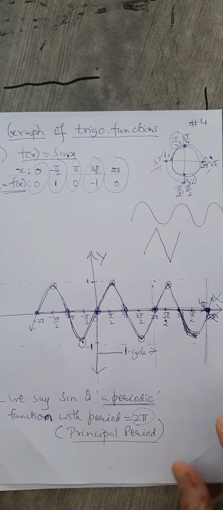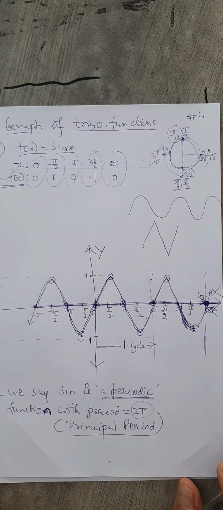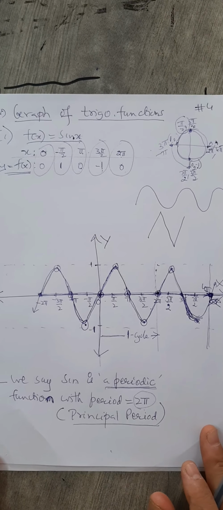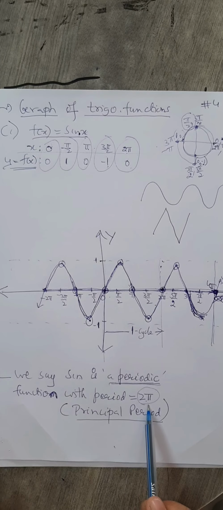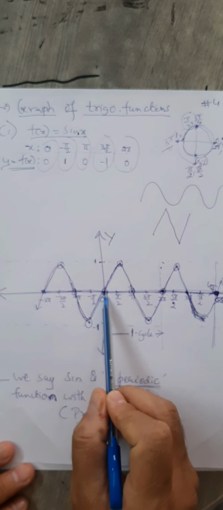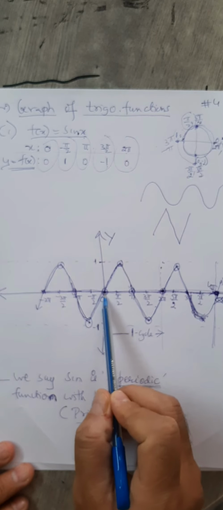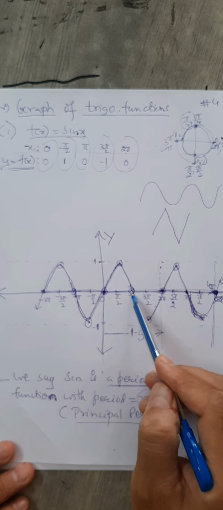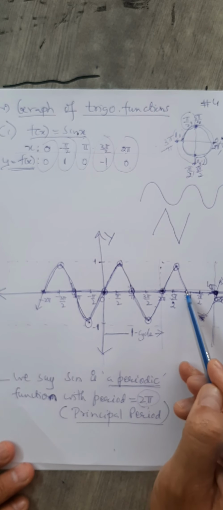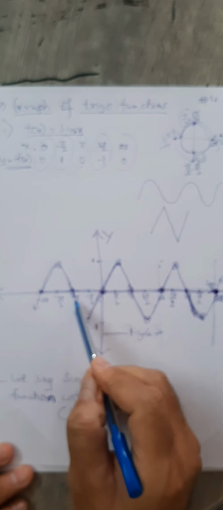In every interval of 2 pi length, the values of the sine function are repeated, and that's why this is called a periodic function with the period 2 pi. Not only that, you must have noticed, the graph passes through the origin, and at 0 it is 0. So here 0. At pi it is also 0. At 2 pi it is also 0. At 3 pi it is also 0. At 4 pi it is also 0. At minus pi it is also 0. So these are called the zeros we have noted.